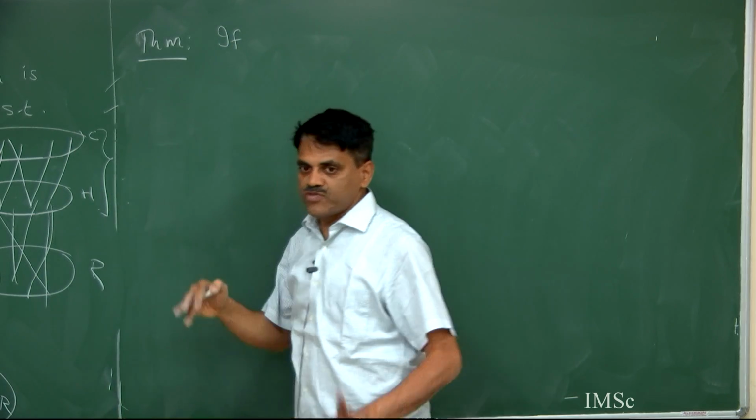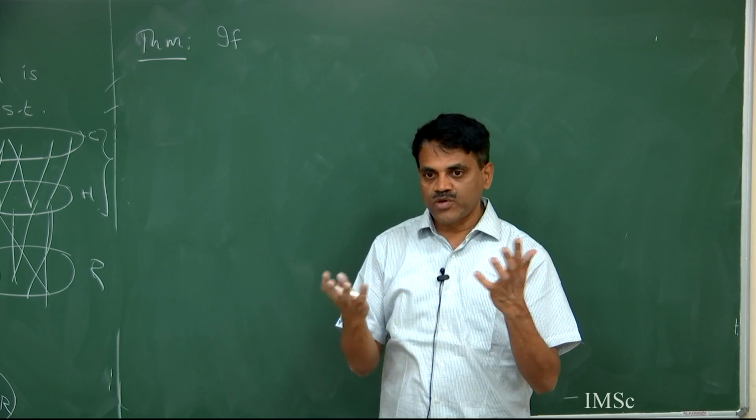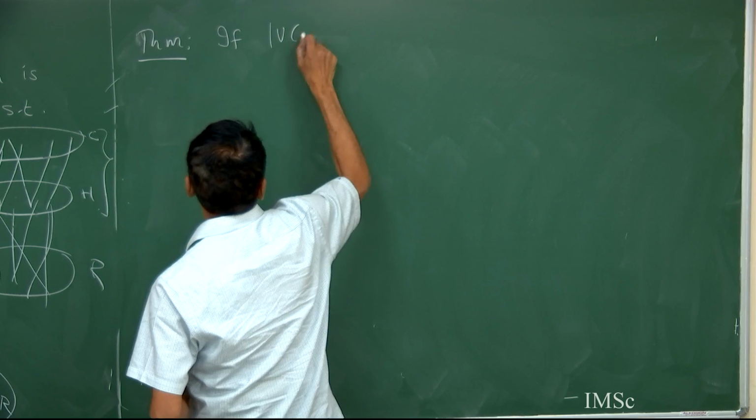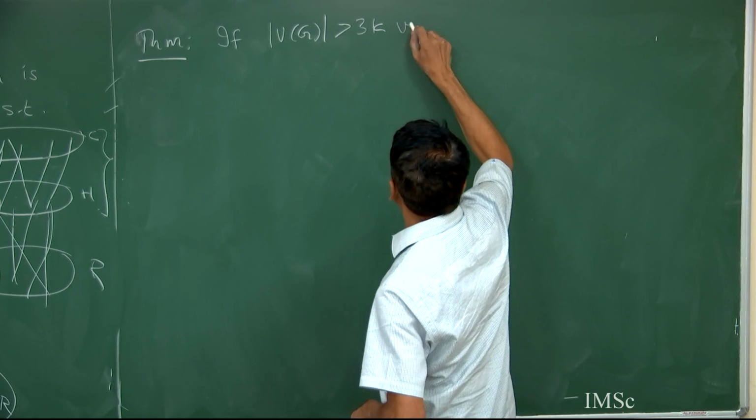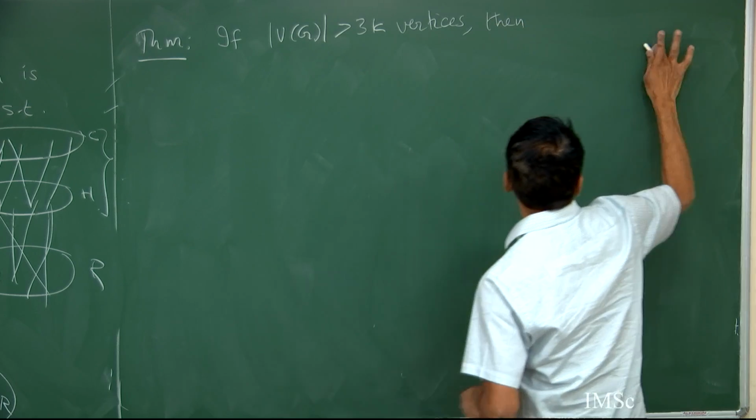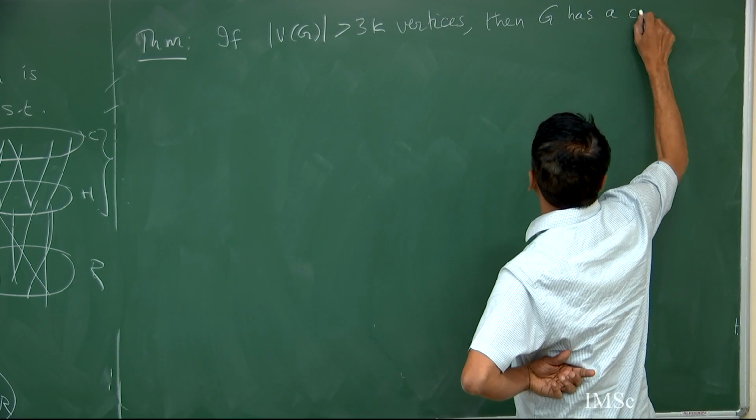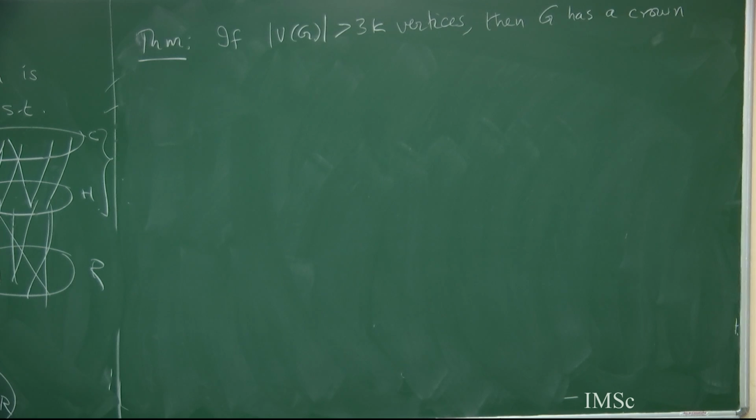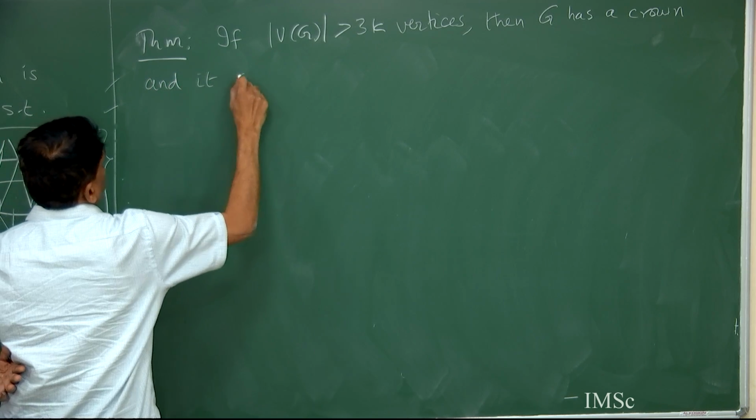What was the kernel size we had from the Buss kernelization for vertex cover? K square vertices and K square edges. This is going to give you a big reduction now. So what is this? If your graph has greater than 3K vertices, then G has a crown, and it can be found in polynomial time.